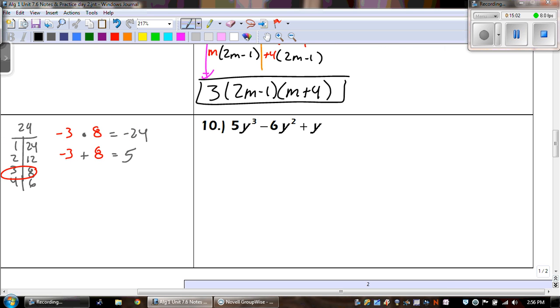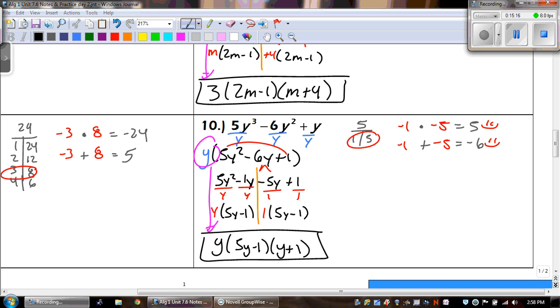Number 10. Once again, you guys are all on your own. Go ahead and pause the video, and good luck. Okay, and then when you're all done, first you should have factored out the GCF of y. Find the numbers that multiply to get 5 and add to negative 6. And then you end up getting y times 5 minus y times y plus 1. Or y minus 1. Right? Yep. Sorry, guys. I forgot that that leading coefficient was negative. Okay?